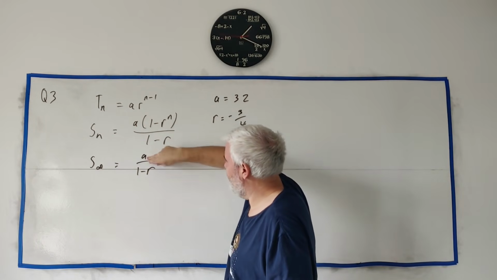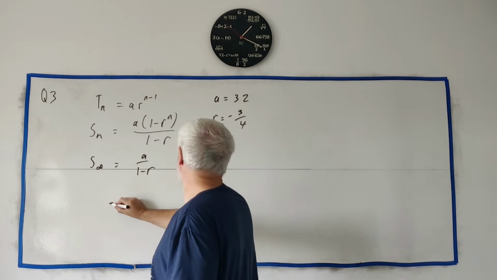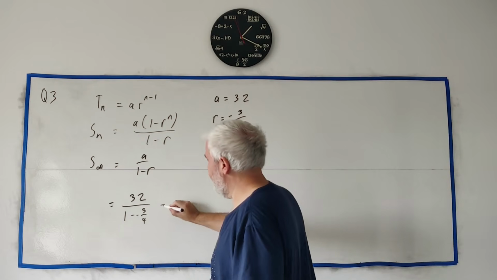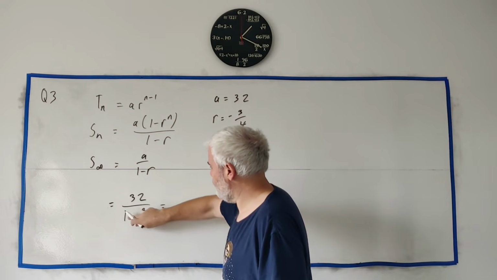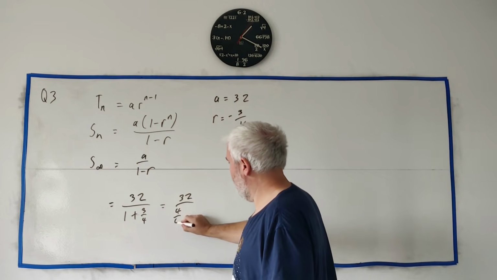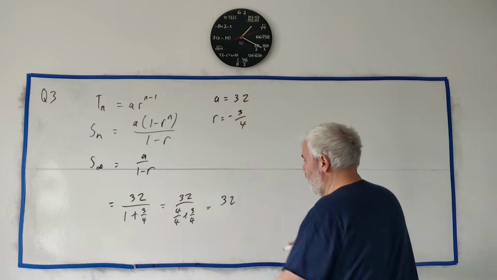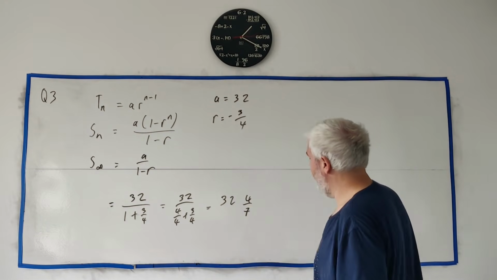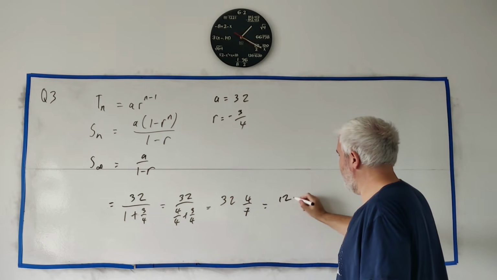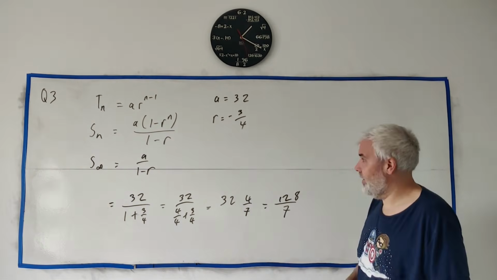So just a times 1 is a, and 1 over r on the bottom row. Okay, so we just fill these numbers in. This is equal to 32 divided by 1 minus minus 3 over 4. That bottom row becomes 1 plus 3 over 4. Let's do it all there. That becomes 1 is just 4 over 4 plus 3 over 4. That's 32 over 7 over 4, or 32 multiplied by 4 over 7. That doesn't go in evenly, so that just becomes 128 divided by 7, and they wanted an exact answer, so that's our exact answer for the sum to infinity of this progression.